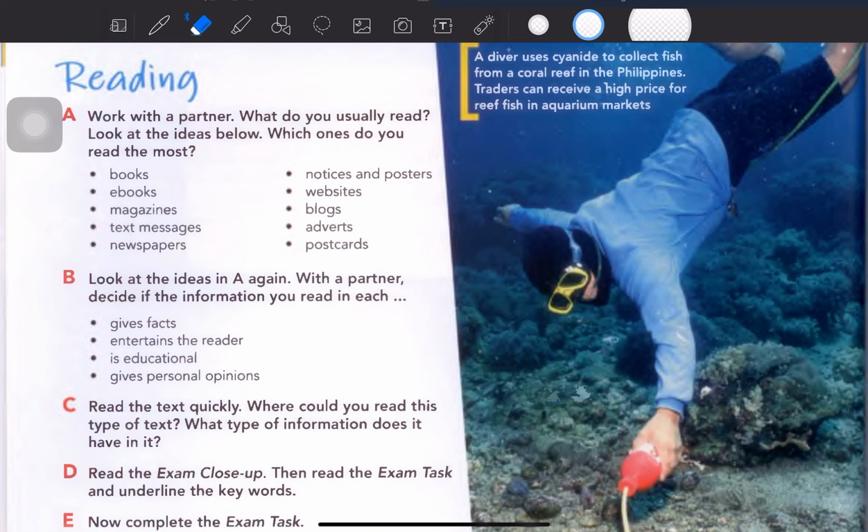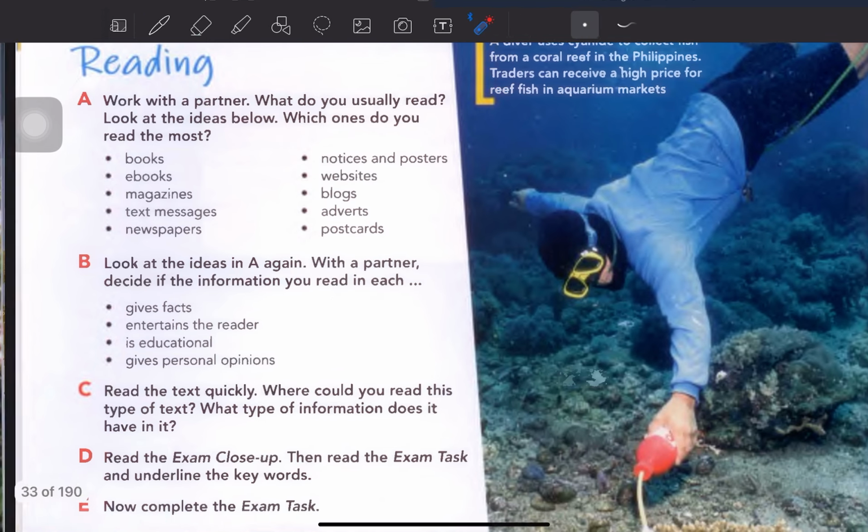Okay. Usually we use letters, but I think letters nowadays are also old school already. Nowadays we use email. I'm sure you remember in your writing activity before, you needed to write an email, right? Okay, now.